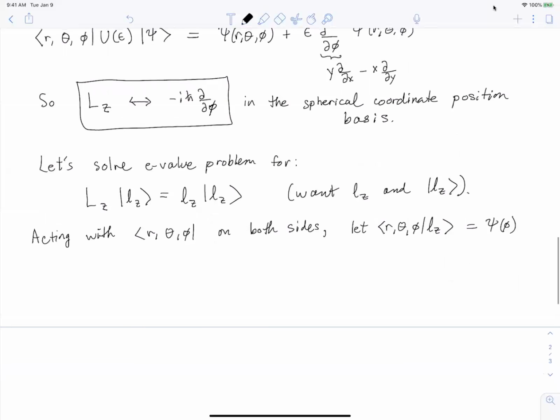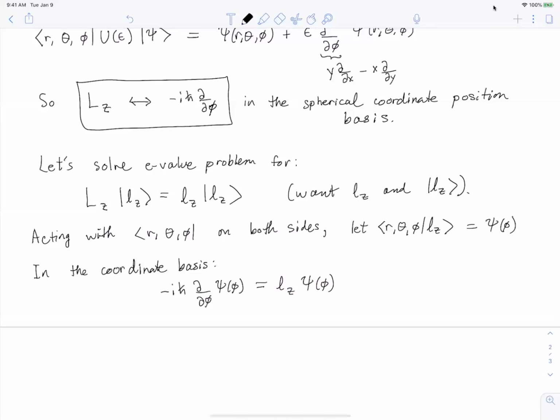Okay, so now in the coordinate basis, or in the coordinate representation, okay, the acting of L sub z on this wave function is minus i h bar partial phi acting on psi of phi equals the eigenvalue L sub z acting on psi of phi. Okay, and so that's an equation that is not too hard to solve.